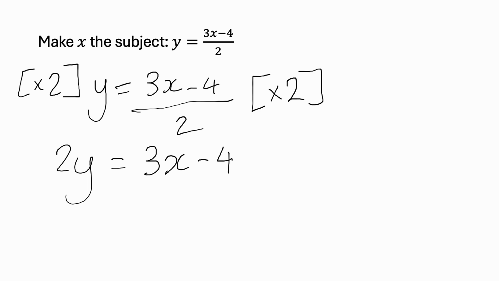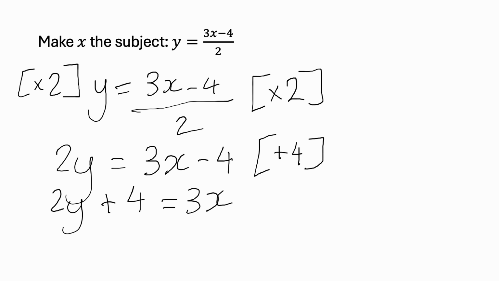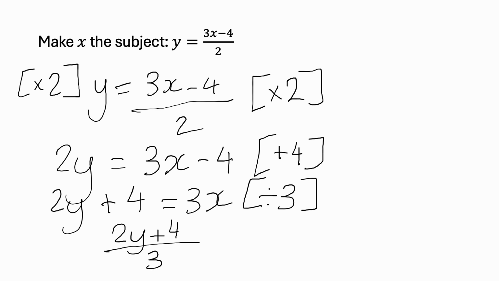So now we need to get rid of that minus 4. The opposite of subtracting, or minusing, is adding. So we're going to add 4 to both sides. So we get 2y plus 4 is equal to 3x. We want to know what x is, not what 3x is. Because this is 3 times by x, the opposite of multiplying is dividing. So we're going to divide both sides by 3. So we get 2y plus 4 all over 3 is equal to x. Now we've made x the subject.